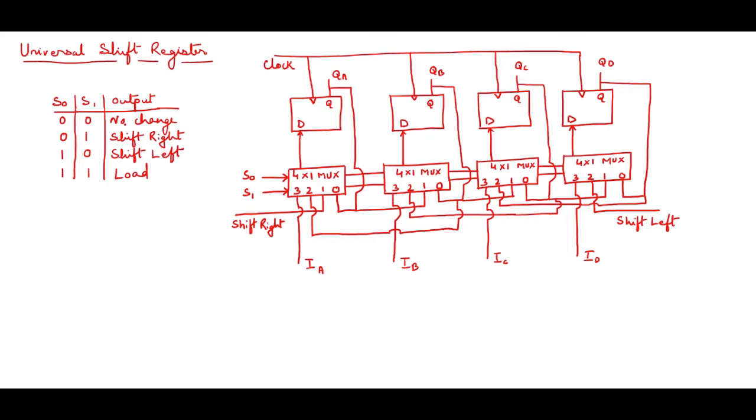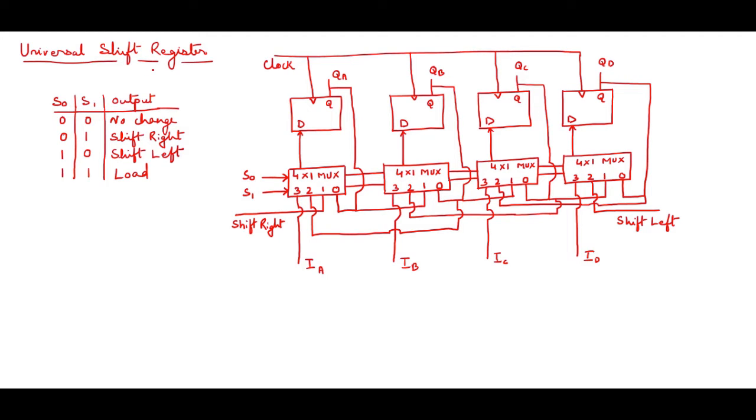You can see 0 0, no change. When the condition is 0 1, there will be shift right condition, and that means data will shift to the right side. When it is 1 0, data will shift to the left, and when it is 1 1, data will load. That means this universal shift register will do four works.